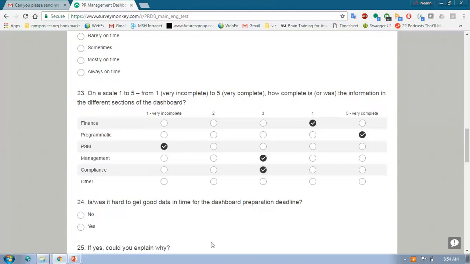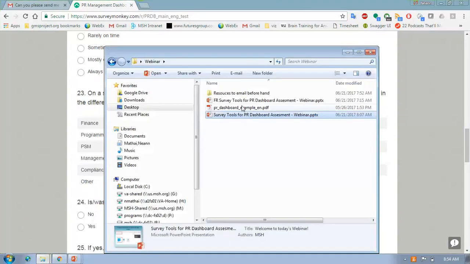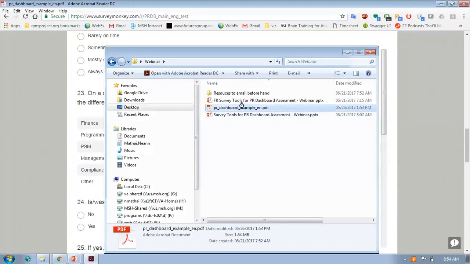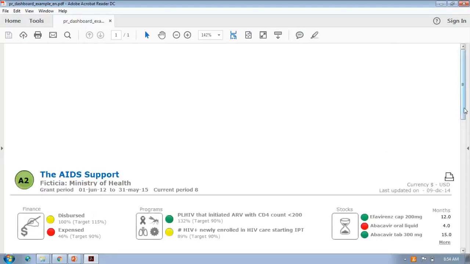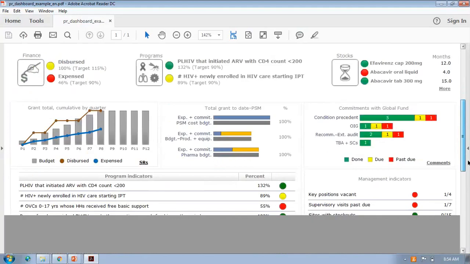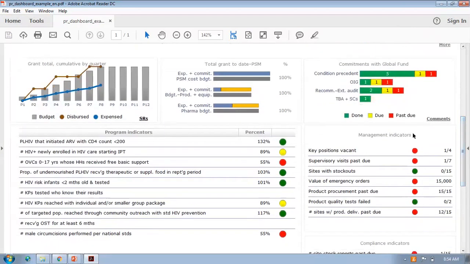For that, we have given you an example of a dashboard in the package that we sent you. You should carry this with you to the interview and show it to them, that these are the different sections we're referring to. The finance is up there, where we're talking about the budget and expenditure. Programmatic is down here. So these are different sections of the dashboard, and this will help them recall.